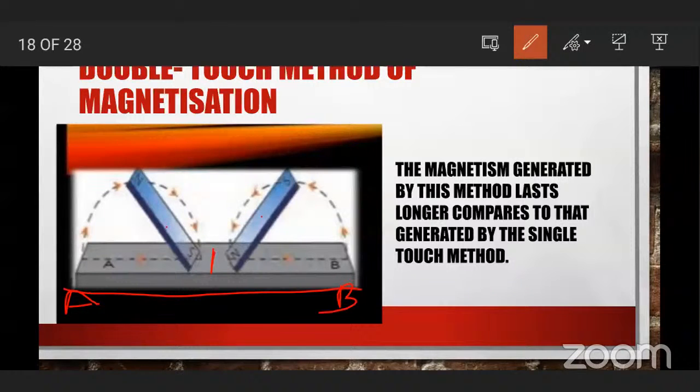You have to take two opposite poles of the bar magnets and drag these poles apart, one to the A end and the other to the B end, like this. This bar magnet you drag like this, and this one like this in the opposite direction. Okay, and you repeat this also 15 to 20 times. Now see, observe what will happen. If you take this bar magnet near iron filings, the iron filings are attracted towards this bar magnet.